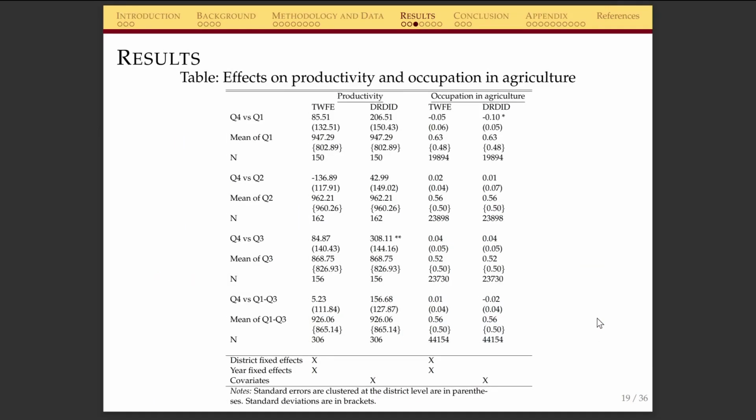When I look at the effects on productivity and occupation in agriculture, I don't really find much. I'll caveat this by saying that my productivity data is bad. It's combining governorate level data with district level data. In Egypt, there are 27 governorates, so the variation there is not huge.